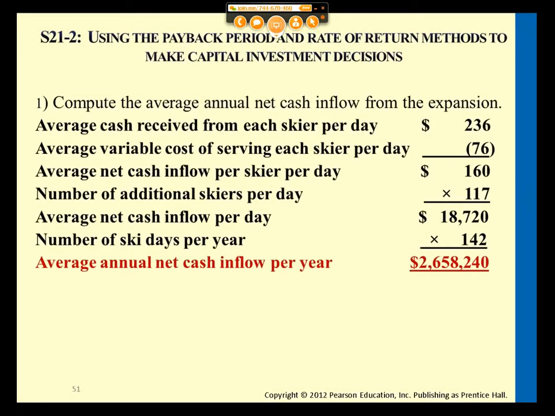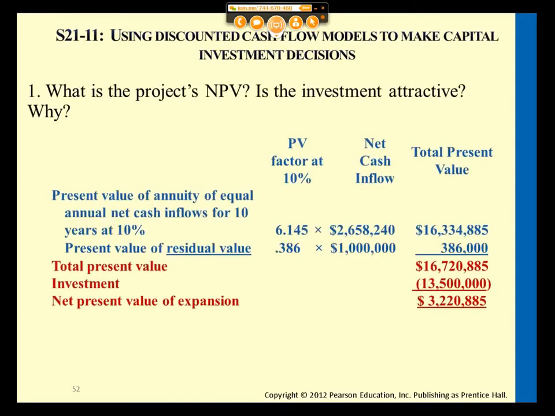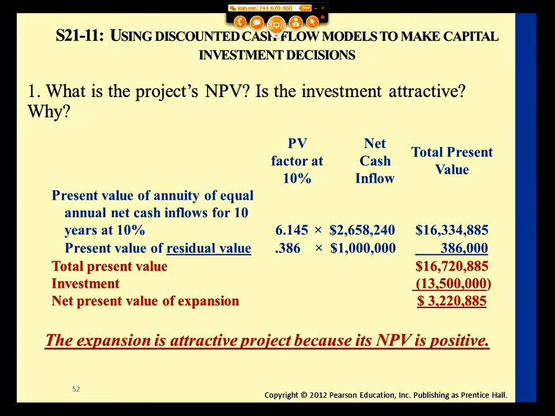So that multiplied by the PV factor, I subtract my initial investment, and that's how I get my net present value. Okay. We make this conclusion that yeah, it's great because NPV is positive. Okay. So we use that decision rule.